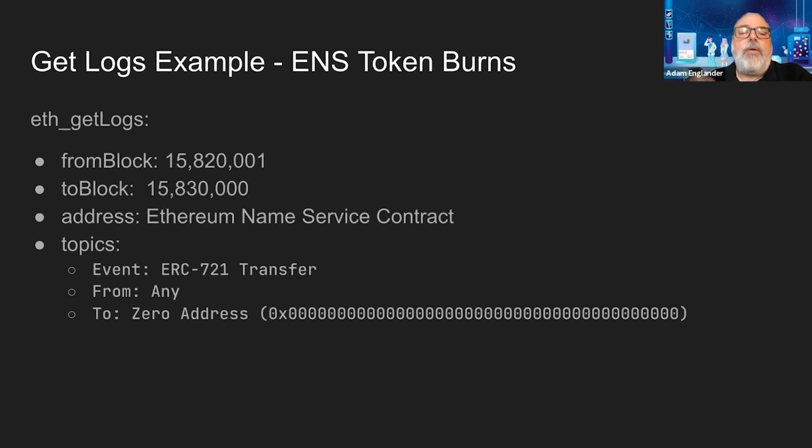So we're looking at an arbitrary block range to find log records for ERC 721 transfer events on the ENS contract from any owner to the 0 address. Please note that the order of the topics array is the same order as the transfer event. The ERC 721 transfer event has a third indexed attribute, the token ID, which we're not going to be filtering on. So we can just leave it off because it's the same thing as saying from any.